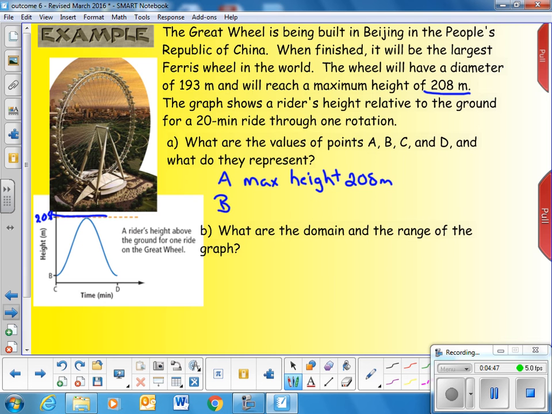Point B is down here. Point B would be the initial height on the ride. And how high is that initial height? In our question, it tells us that the wheel has a diameter of 193. So if we look at this picture, that means from here to here is 193, but we know that this maximum height is 208. So if we do 208 subtract 193, we end up with an initial height of 15 meters.